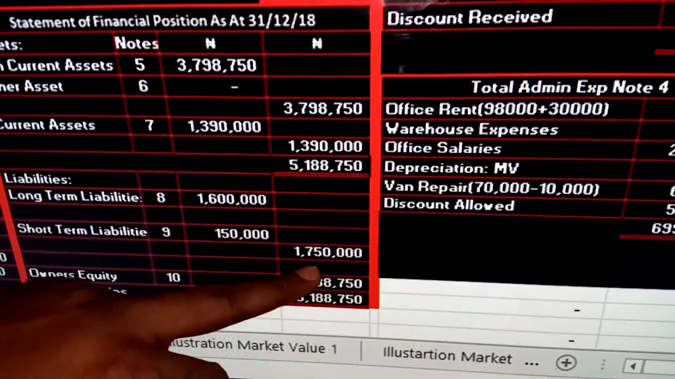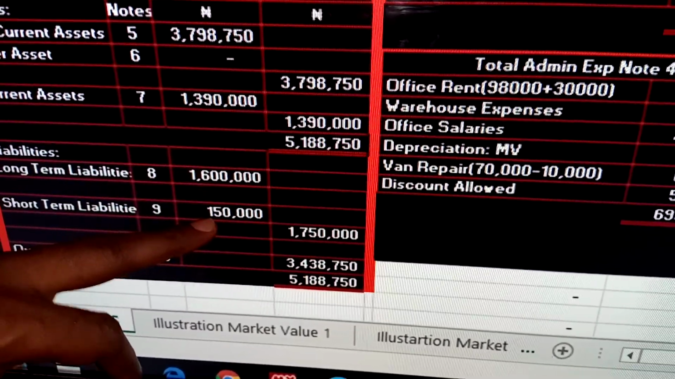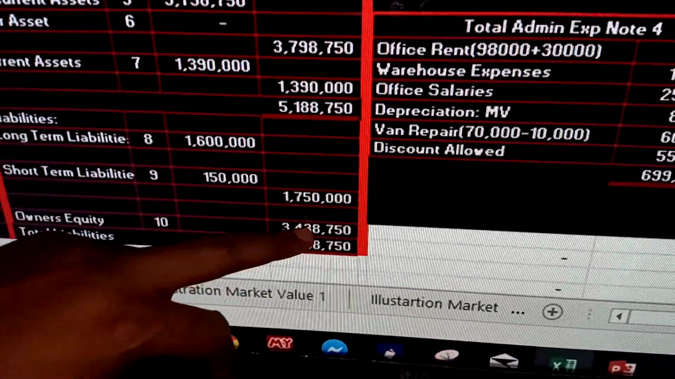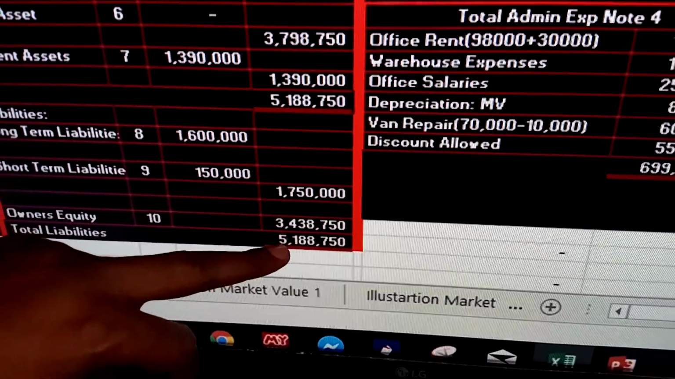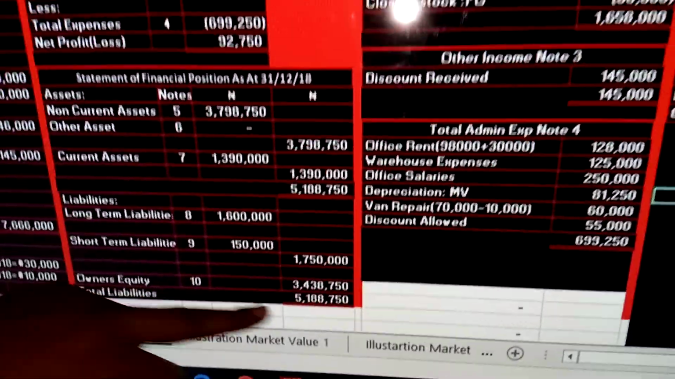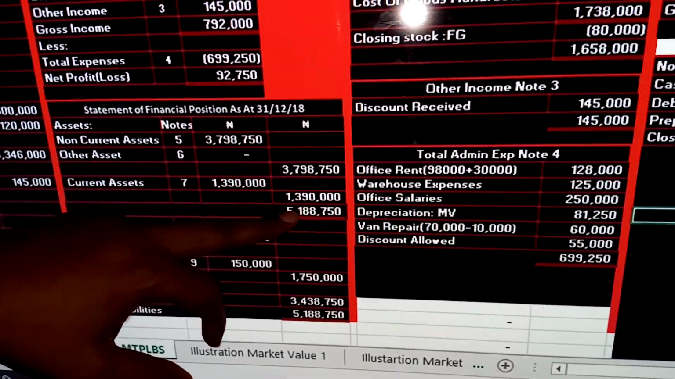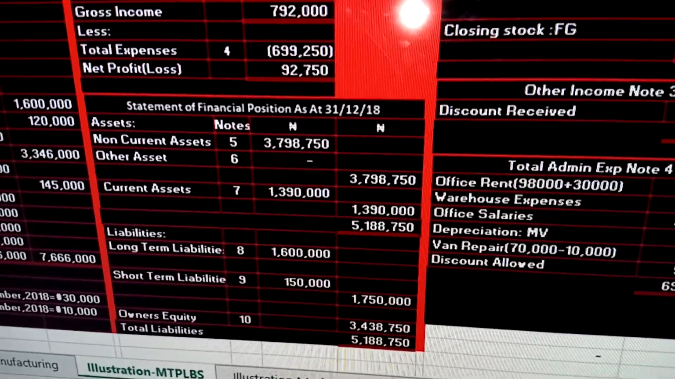So when you add long-term liabilities plus short-term liabilities 8 and 9 together, you have this, to give you 1,750,000. Then bring down your owner's equity 343,850. When you add 343,750 to 1,750, you have 518,850 total liabilities, and this is equal to your total what? Assets. So this shows your statement of financial position.